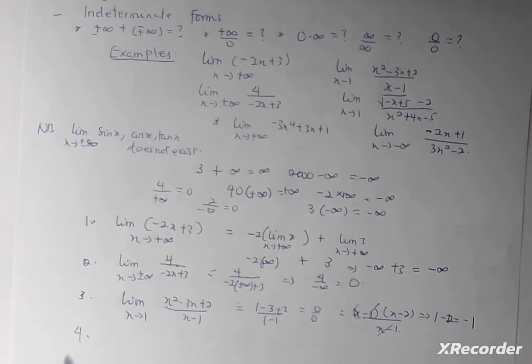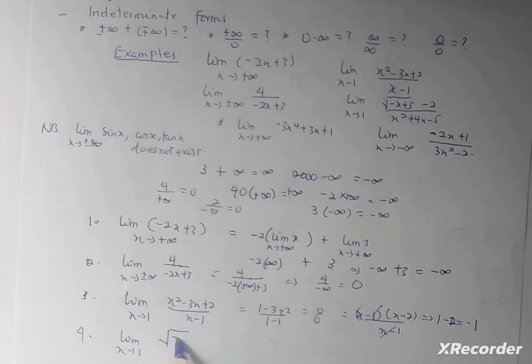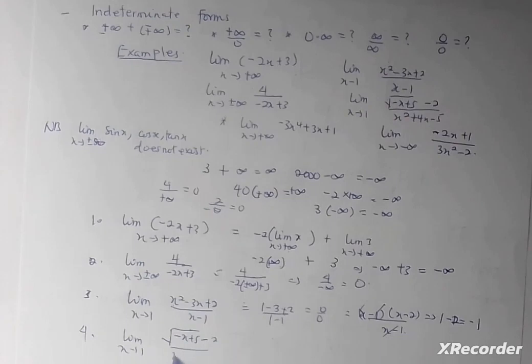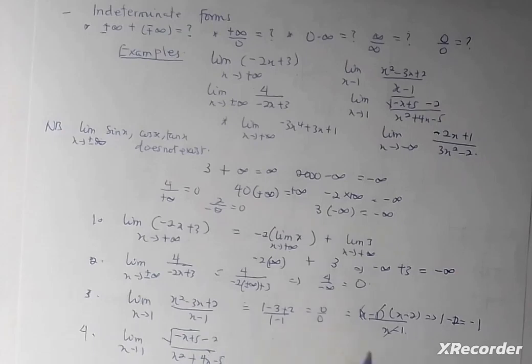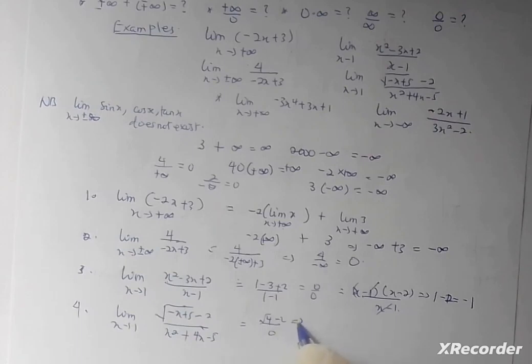Now the fourth example, as I have limits as x approaches 1 of the function square root of negative x plus 5 minus 2 all over x squared plus 4x minus 5, like that. So once I have that, simply if I put 1 in it, I'm going to get root of 4 minus 2 over 0. This also gives me 0 over 0. Yes, this is also indeterminate. What do we do? We make sure we modify this and we do away with this indeterminate.